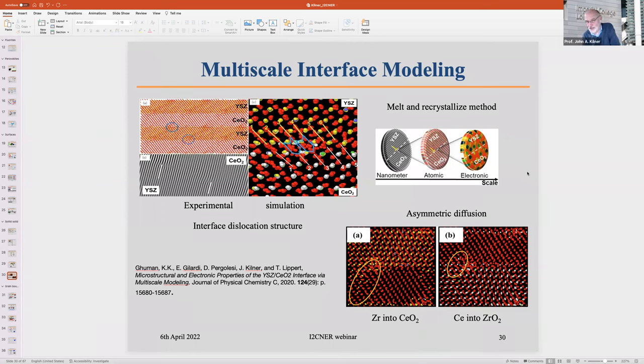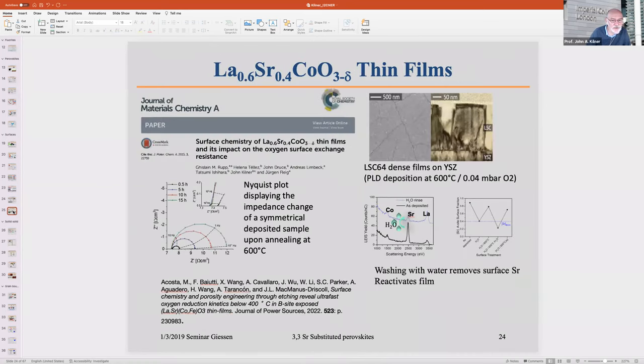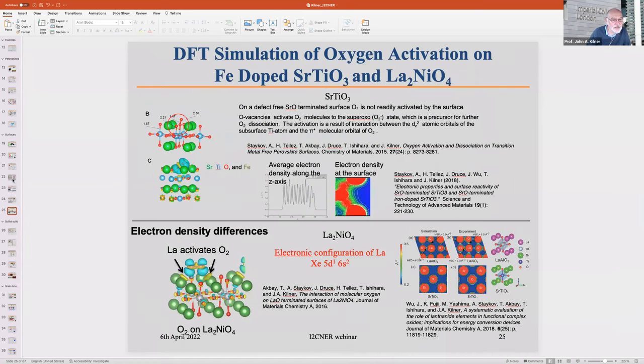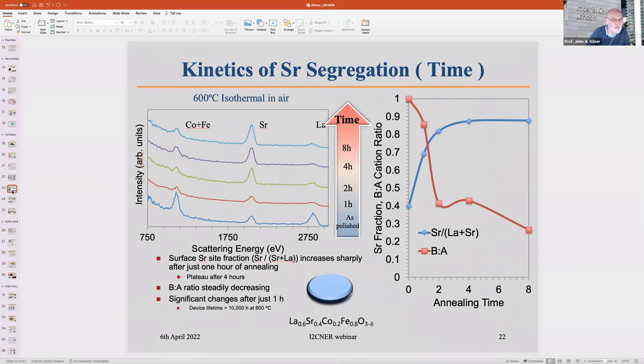Why it has such a strong driving force at the moment, I can't really say. But we do know that if we leave the material for long times, and I'll just see if I can get the right slide. Is it this one? Oh no, not that one. It was this one here.